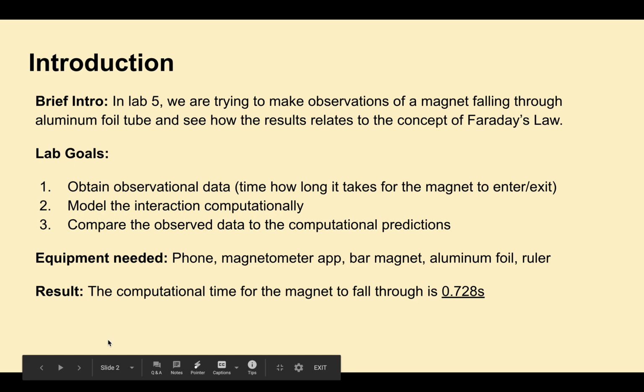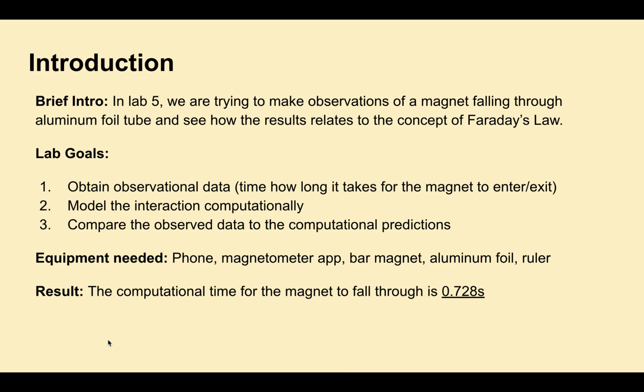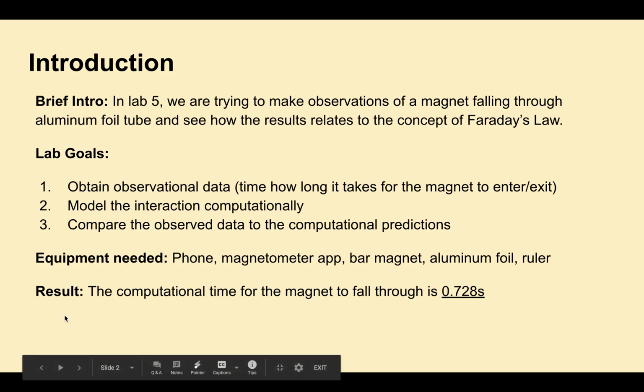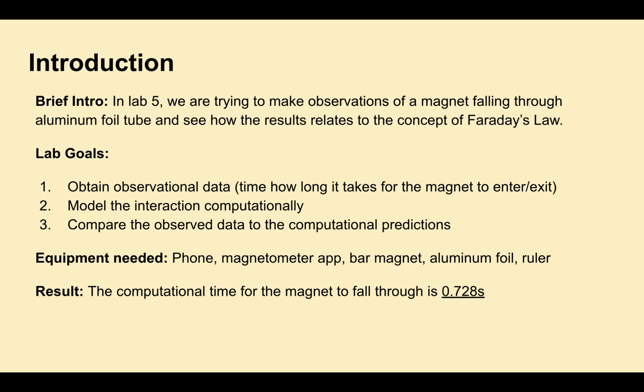So, the purpose of this lab is to observe and to model the interaction between a falling magnet and the tube of aluminum foil. The magnet acts as an external source of magnetic field and induces a current inside the foil. The main objectives are to obtain observational data, to model the interaction computationally, and to compare the observed data to the computational predictions.